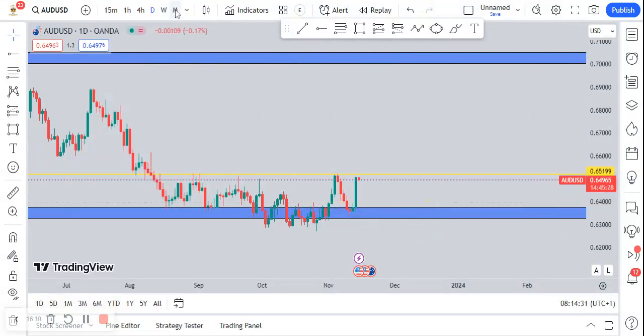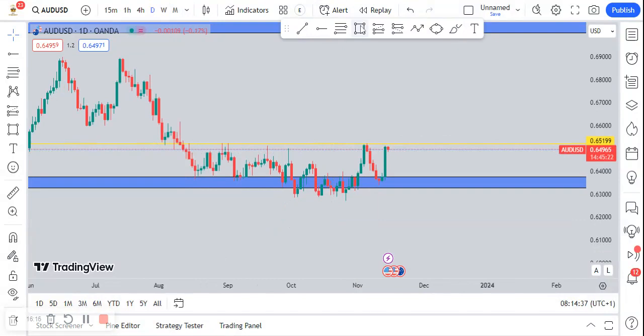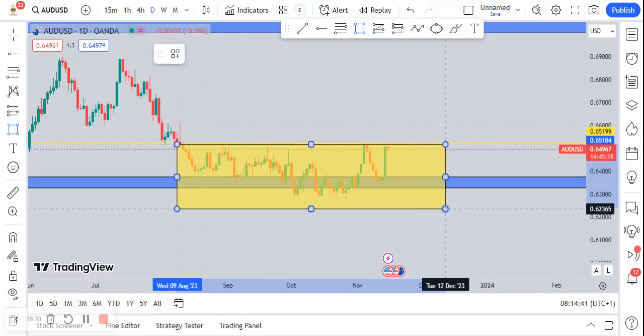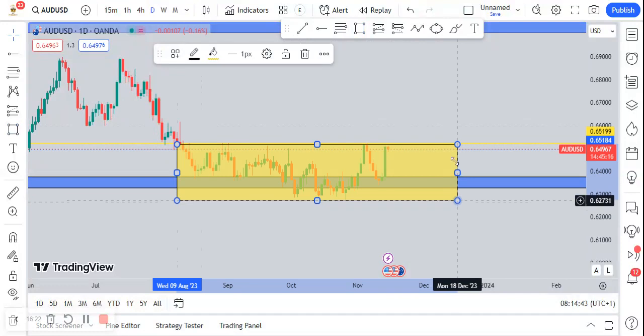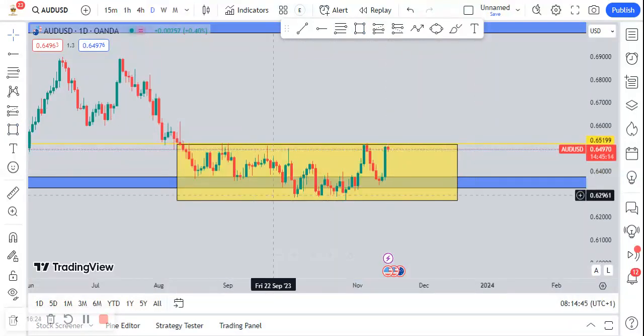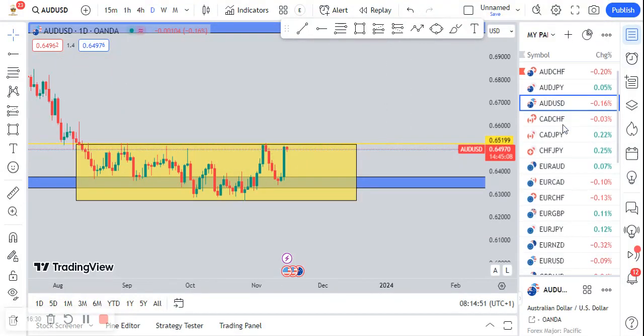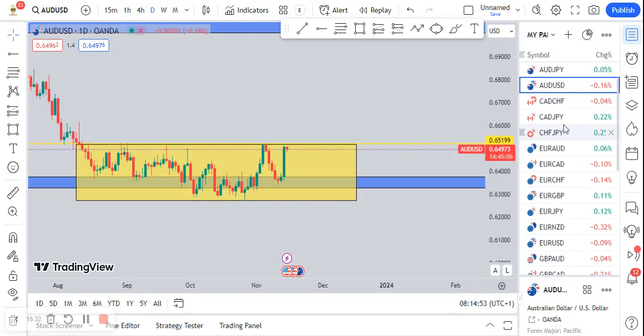Until I see a clear break, because technically this market is just in a range on the daily time frame. You can see the range. So the next pair we'll be taking, I think I will not have time to analyze all pairs honestly.